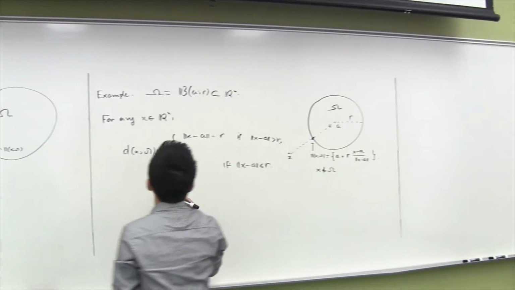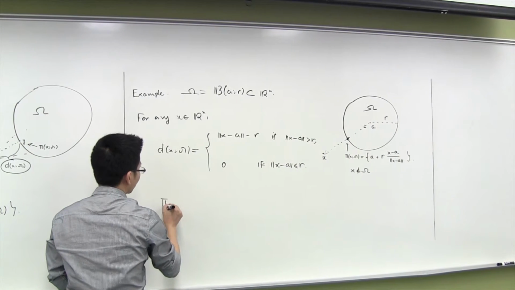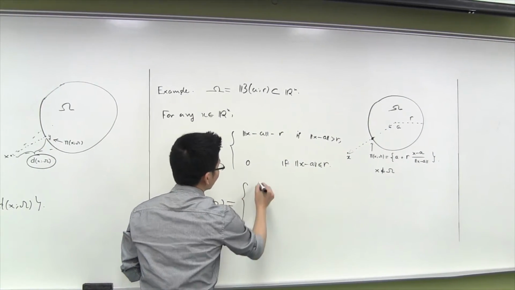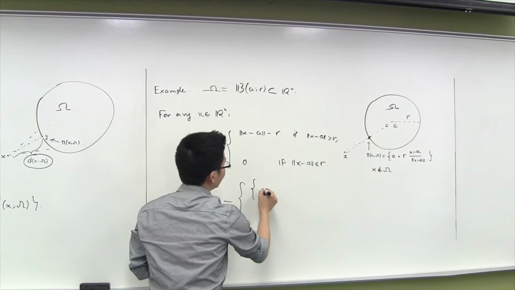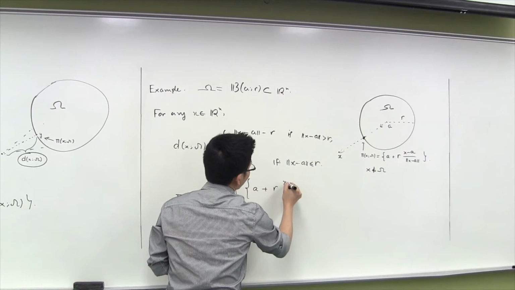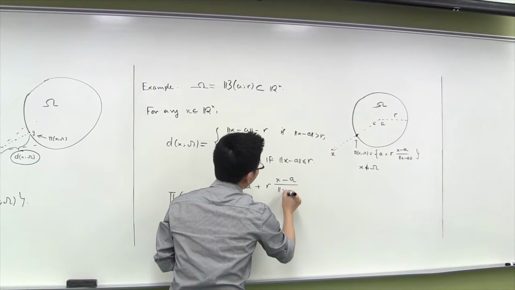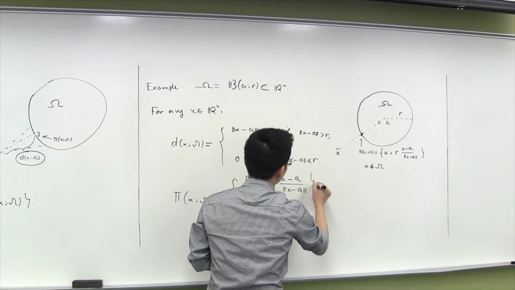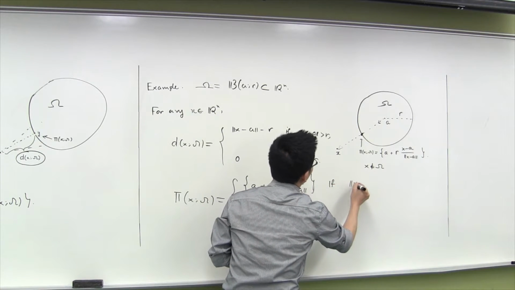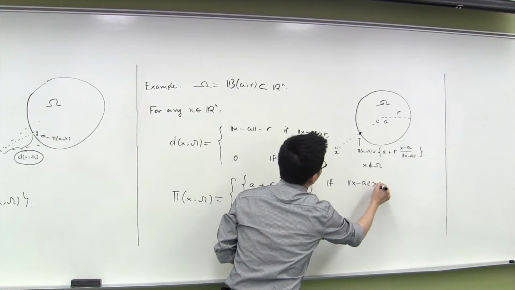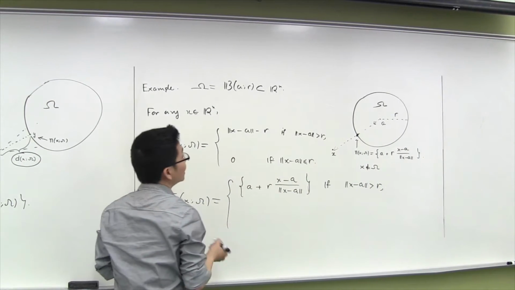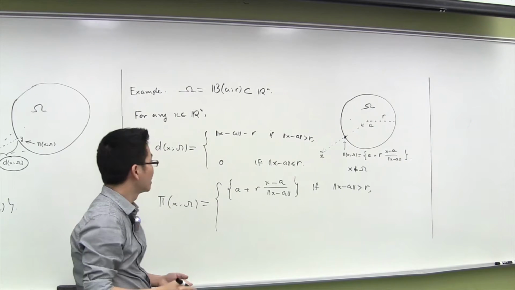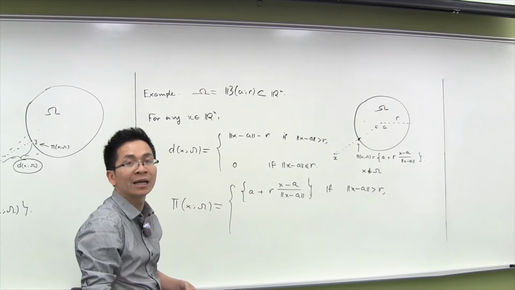Okay, and therefore the projection from x to omega is given by this formula. It is equal to a plus r times x minus a over norm of x minus a. This is true if, again, norm of x minus a is strictly greater than r. And in the case where x is inside of the set omega, the projection from x to omega is itself.